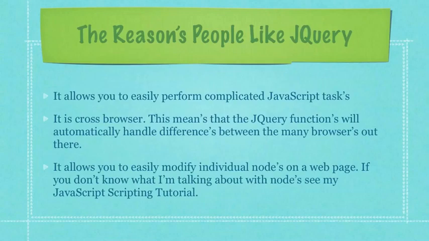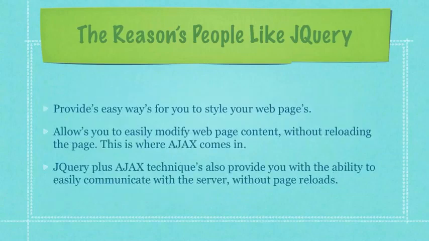So why do people like jQuery? It allows you to easily perform complicated JavaScript tasks. It is cross-browser. This means that the jQuery functions will automatically handle differences between the many browsers out there. It allows you to easily modify individual nodes on a web page. And if you don't know what I'm talking about with nodes, you need to see my JavaScript scripting tutorial. It also allows you to easily modify web page content through the use of AJAX techniques without reloading the page. And also, jQuery plus AJAX techniques provide you with the ability to easily communicate with the server without page reloads.